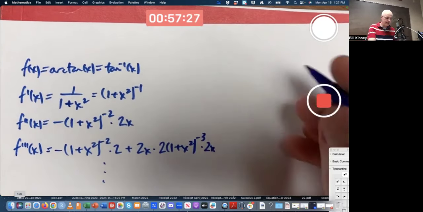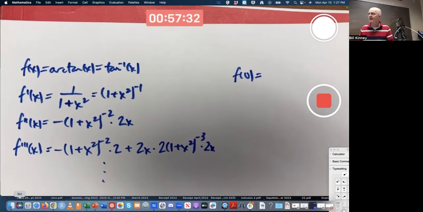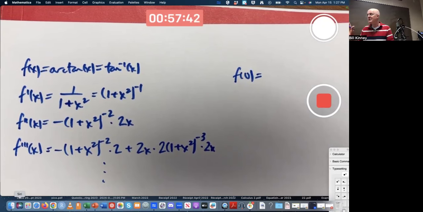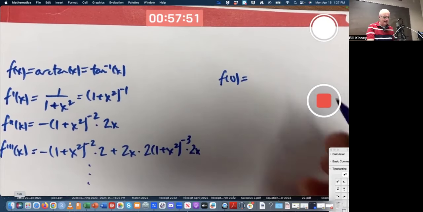a is 0, plug in 0. All these examples today, all we've had time for is a equals 0. I'm going to assign at least one problem on the assignment where a is not 0. You can do all this stuff even when a is not 0, as long as the function and all its derivatives are defined at that value of a. You can still do it, and it's still sometimes useful.